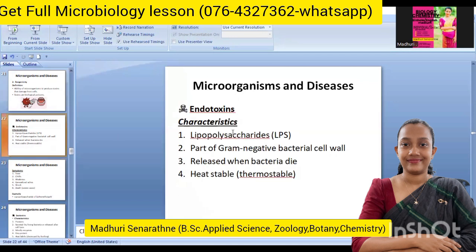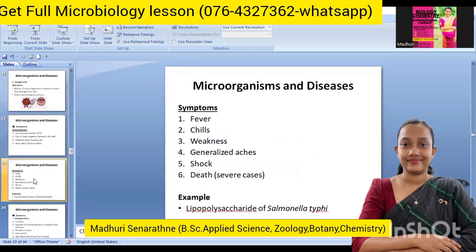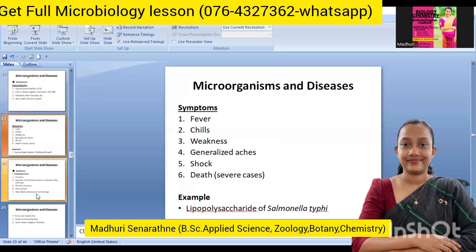Can you understand? They are lipopolysaccharides. They are part of the microbial cell, meaning the bacterial cell wall, and they are thermostable and released mainly when bacterial cells die and the cell wall breaks apart. And very important, they are produced only by gram-negative bacteria. Possible effects include fever, chills, weakness, generalized shock, and severe cases of shock or death. Example for endotoxin, a lipopolysaccharide of Salmonella typhi. So that's all about endotoxins.